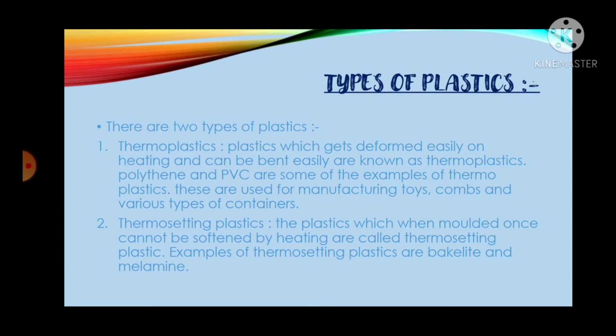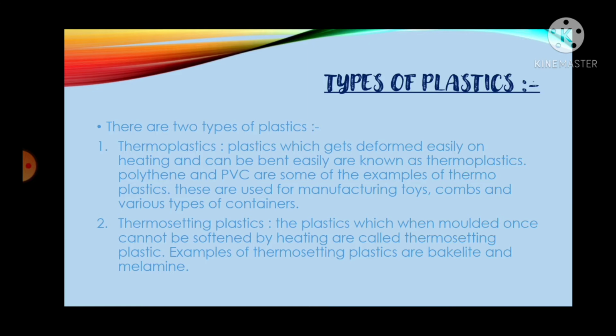In this video, we will study two types of plastic: thermoplastic and thermosetting plastics. Now let's learn about each of them one by one. First, we will see thermoplastic. Plastics which get deformed easily on heating and can be bent easily are known as thermoplastics. Polythene and PVC are some examples of thermoplastics. These are used for manufacturing toys, combs, and various other types of containers.